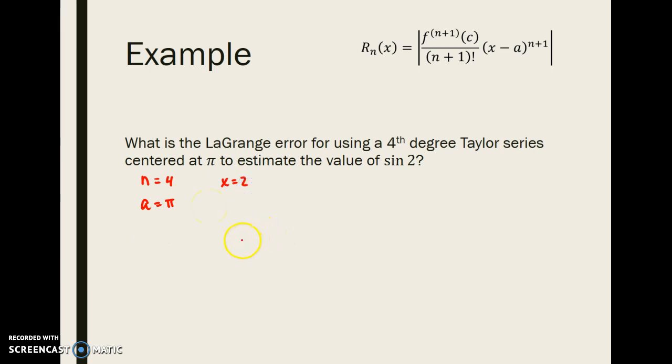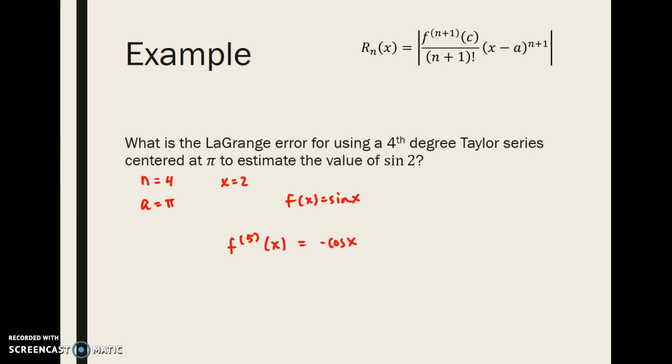So we're going to take the 5th derivative. f of x is sine. So the derivatives would be sine, cosine, negative sine, negative cosine, positive sine, cosine. So the 5th derivative is cosine of x.